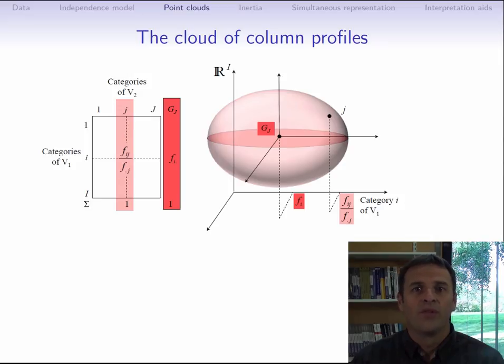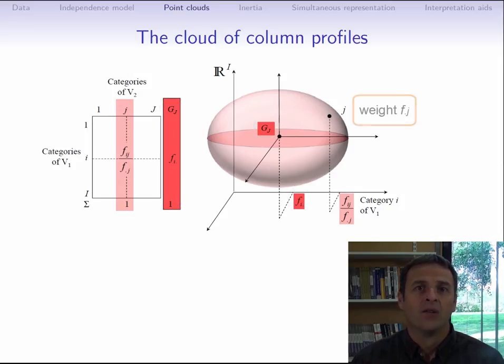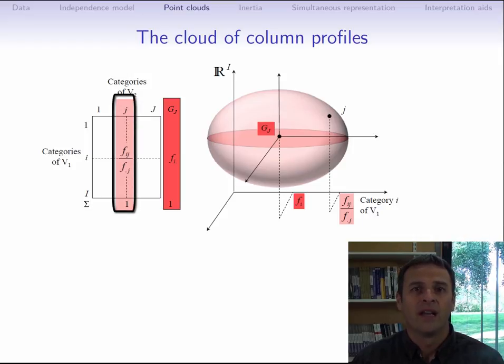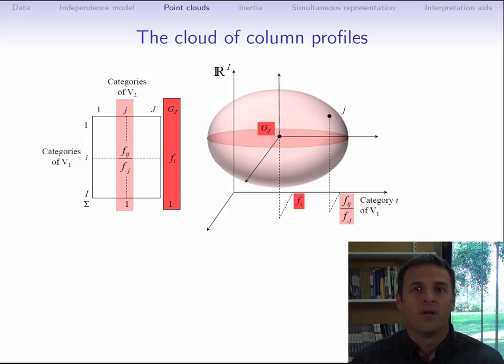We then add the mean profile G_J to the cloud, which has coordinates f_i point in the ith dimension. This mean profile can be considered the cloud's center of gravity as long as we assign to each column profile j a weight corresponding to its marginal sum, or more precisely, its marginal probability, which here is f point j. In this space, we will be greatly interested in the distance between the column profiles and the mean profile. To simplify, we translate the center of gravity to the origin and the other points along with it.